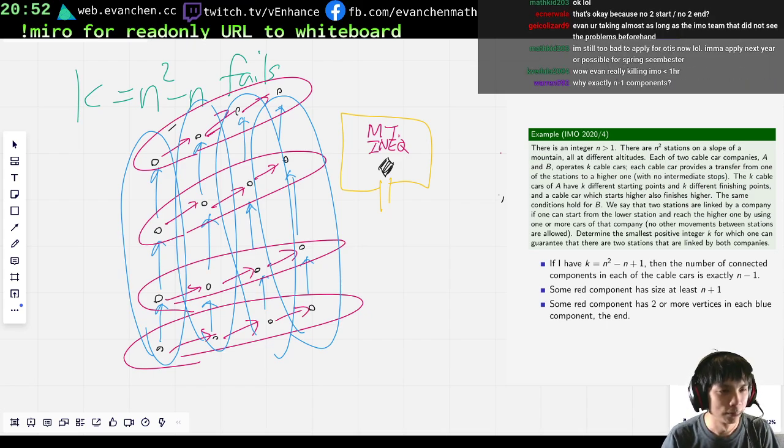Why exactly n minus 1 components? Every edge you add decreases the number of components by 1.